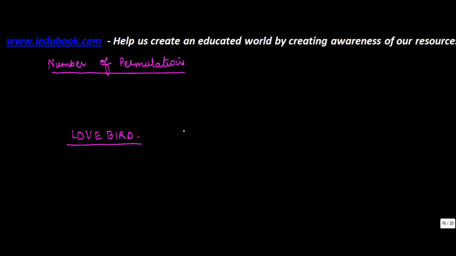Let's now understand about the formula for number of permutations. So let's say you have the word "love bird." Okay. Now if you see, this word contains 8 alphabets. None of them are repeating.